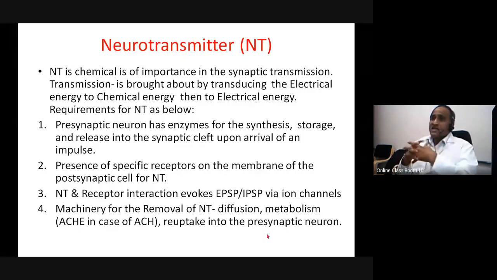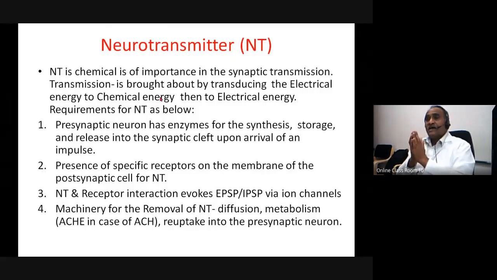And once it is released, that means the electrical energy which is coming from the presynaptic terminal has now been transformed into a chemical energy. Now this chemical energy has to be converted, or transduced, to electrical energy again in the postsynaptic nerve. So this is what the neurotransmitter does.